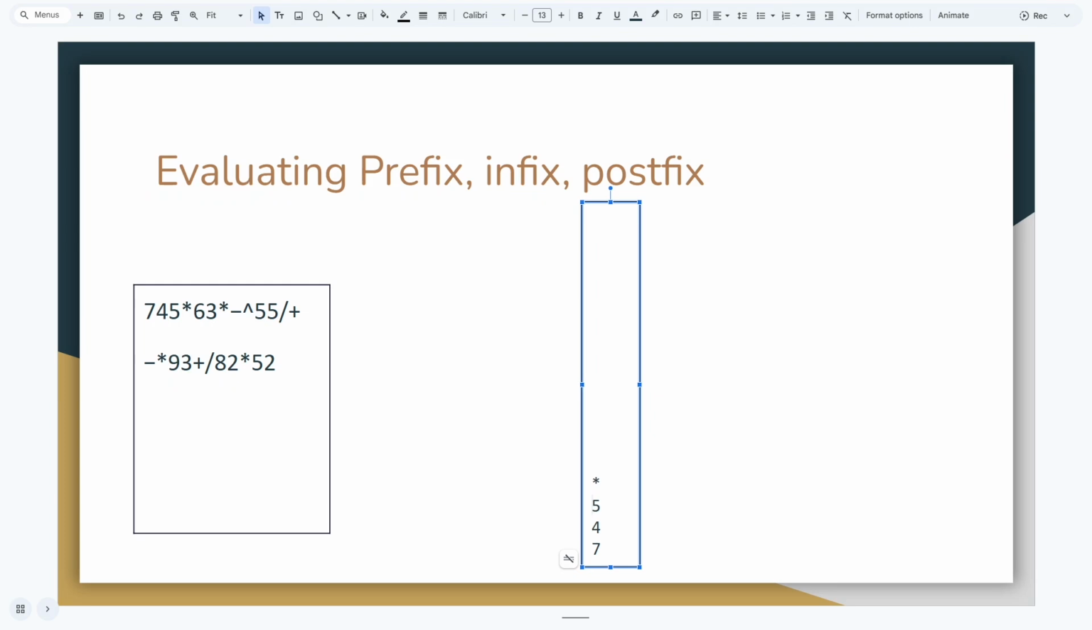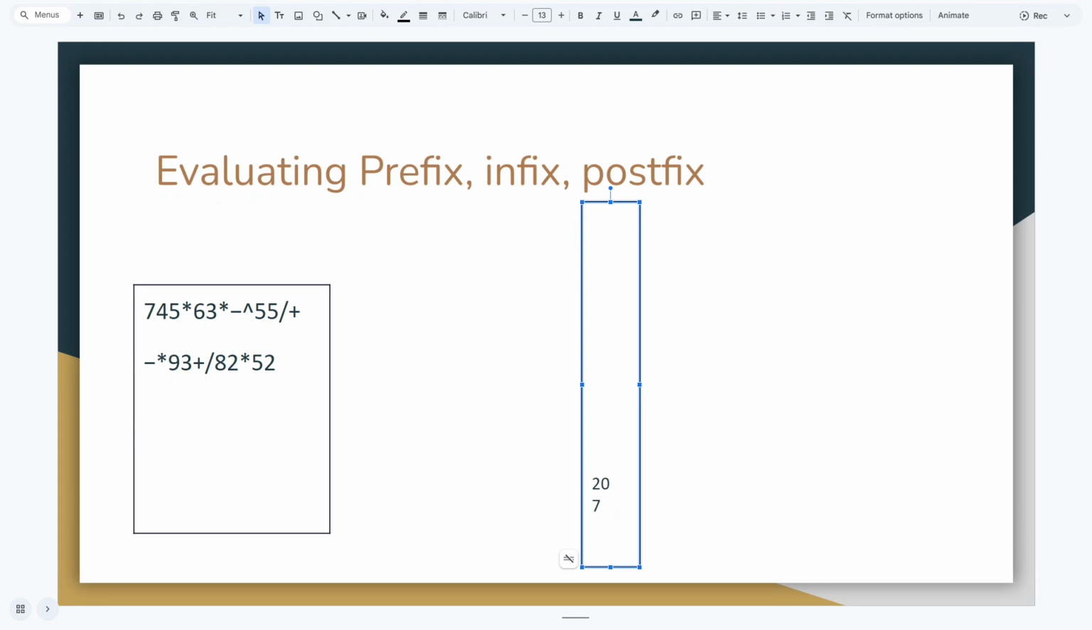And since we have 2 numbers before that, we can just remember this. If it's a divide symbol or something, we do the bottom one first, then the operator, and then the top one. So it just becomes 4 times 5, which is 20. We remove the 2 operands and the operator.